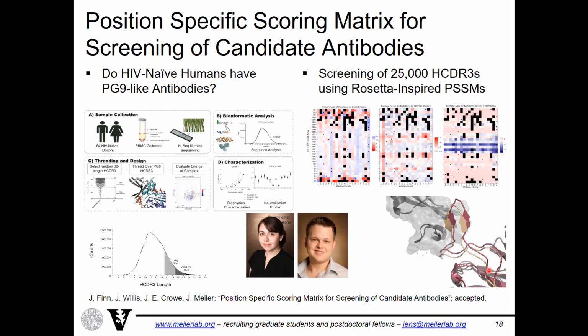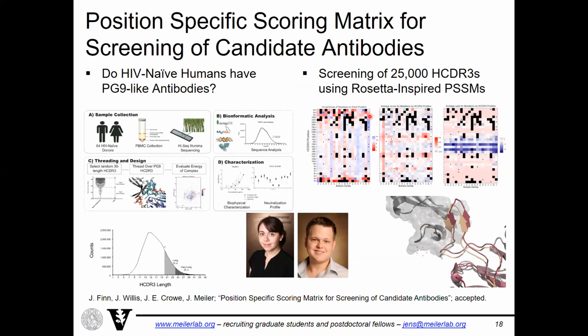And now what we can do again computationally is test each of those 25,000 sequences, and we can thread it through the co-crystal structure of the antibody with GP120, and we can ask, how stable are you in this conformation, and what is your predicted binding affinity to the target protein? And so we went ahead and did that.